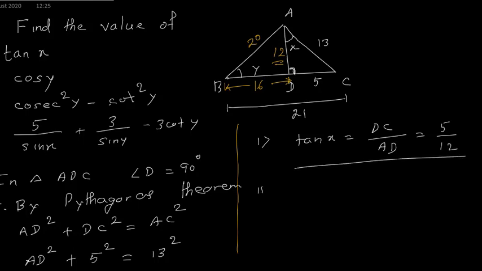Second, I have to find the value of cos y. Now for cos y I will look at triangle ADB. In this triangle ADB, cos y is the adjacent side, which is BD, upon the hypotenuse, which is AB. So cos y is equal to, the value of BD is 16 and the value of AB is 20. So 16 upon 20 is, 4 fours are 16 and 4 fives are 20, so cos y is 4 upon 5.